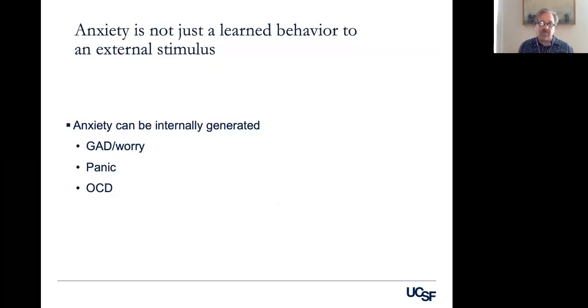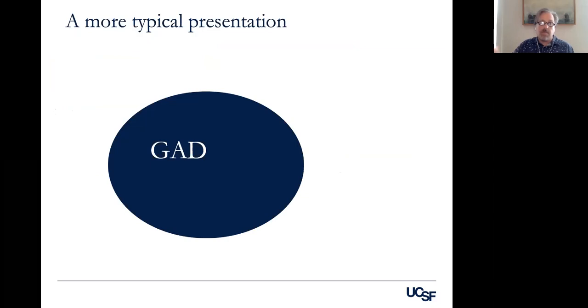And so we can have internally generated anxiety, and that can come in the form of worry, what we now call in DSM generalized anxiety disorder. It can also come from panic, it can come from OCD. And GAD really is this sort of big bucket that captures a lot of these not well described anxiety symptoms of usually physical tensions and physical symptoms and a mental aspect of worry.